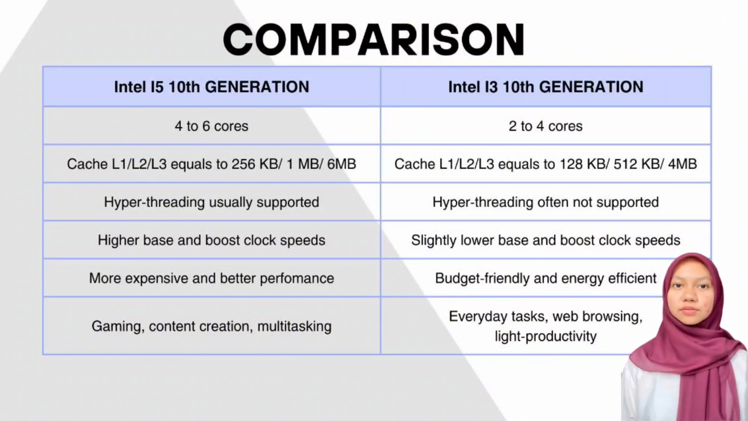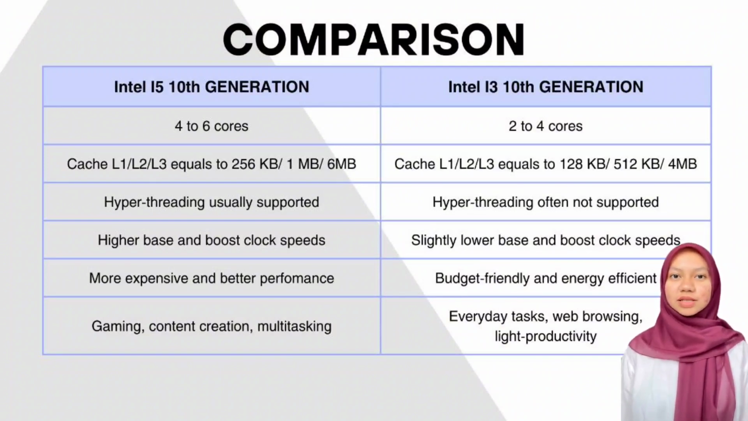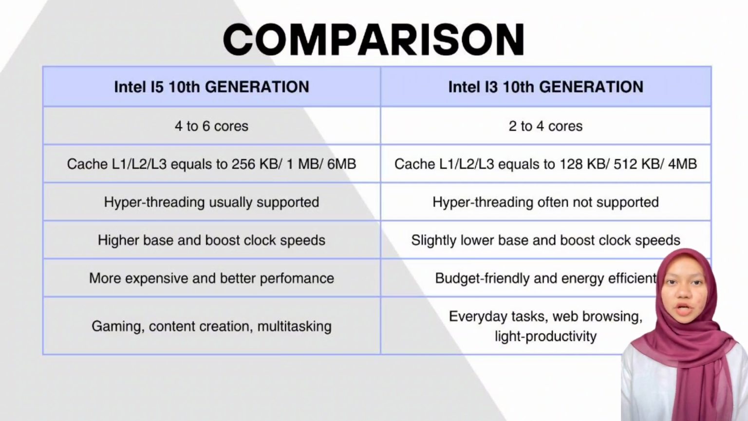than in i3. Next, as for cache size, in i5, cache L1, L2, L3 equals 256 KB, 1 MB, and 6 MB, while in i3, cache L1, L2, L3 equals 128 KB, 512 KB, and 4 MB. This shows that cache size in i5 is larger than in i3, therefore, it contributes to a better performance of the computer. Then, hyperthreading is usually supported in i5 and not often supported in i3.